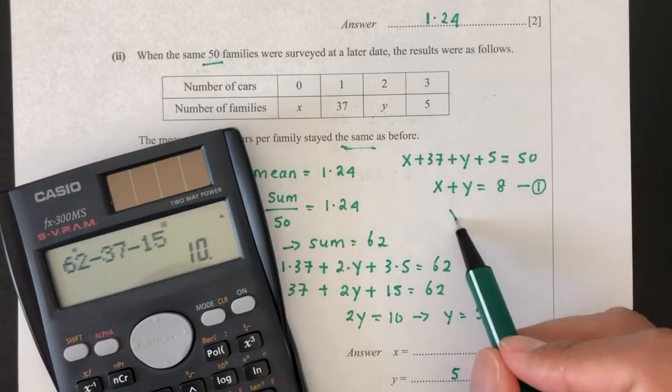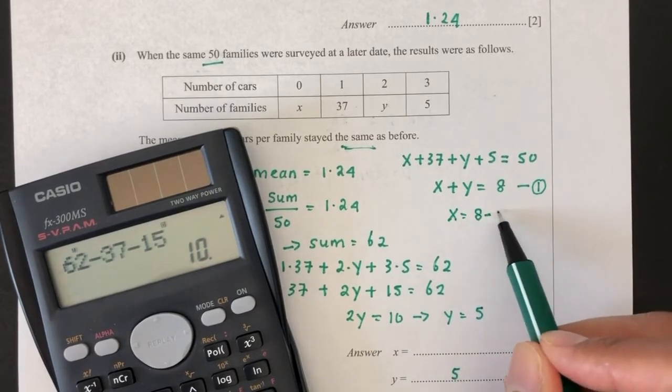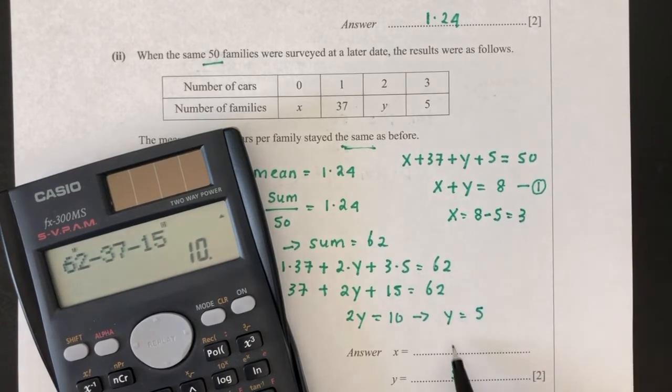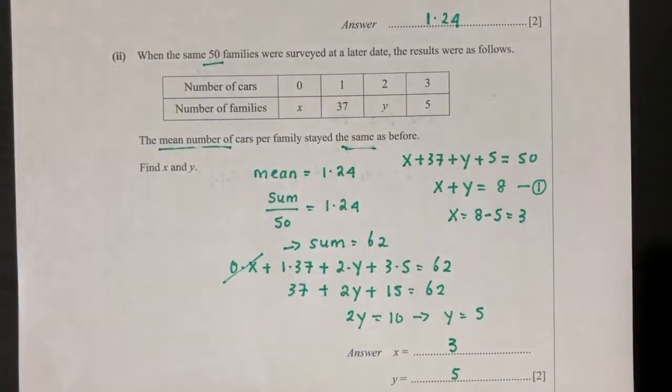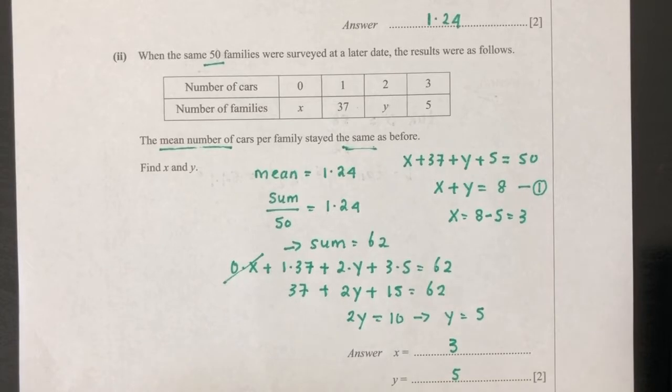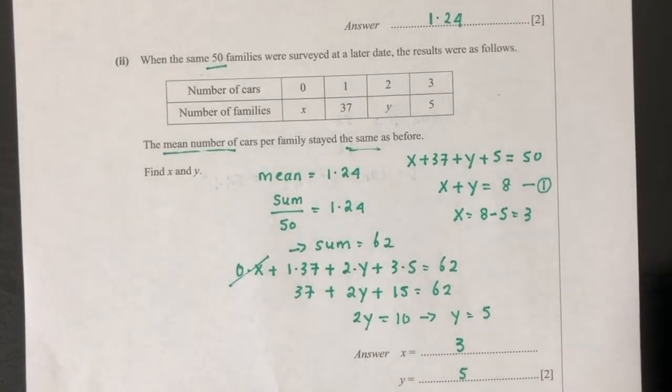So what is the value of x? x will be 8 minus y, which is 5. That will be 3. Okay. So these are the two values of x and y. Now let's move on to part B.